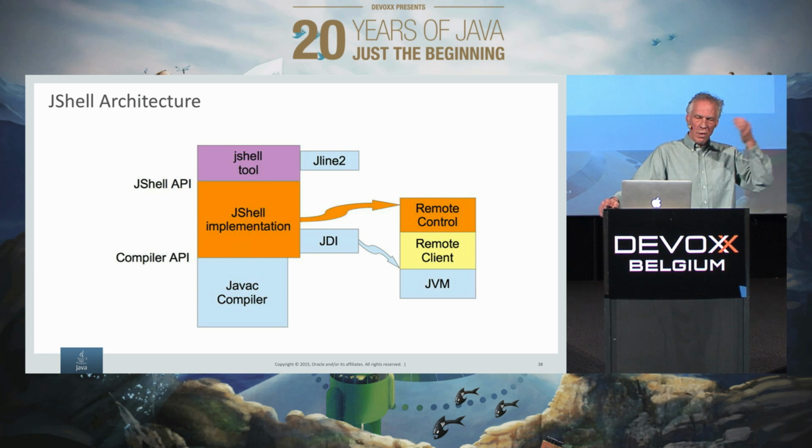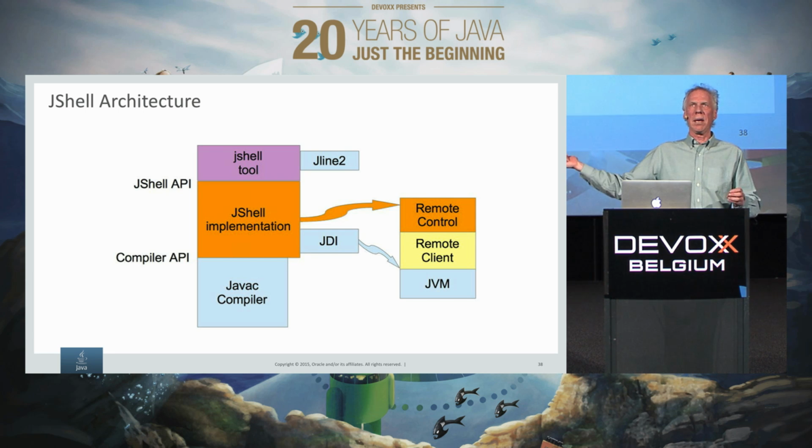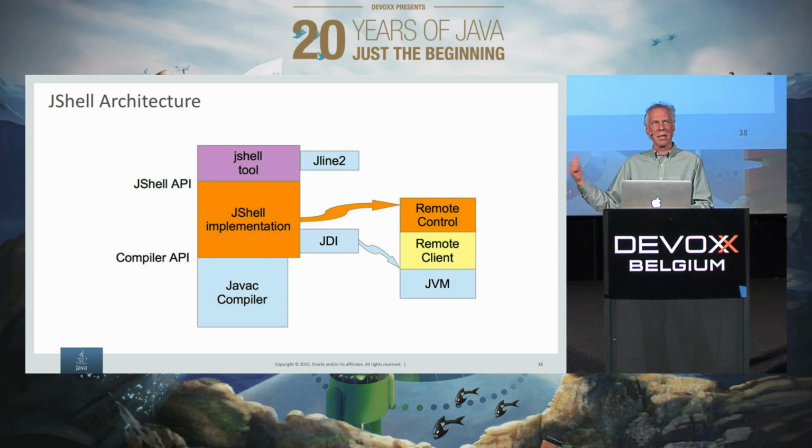And so the compiler, the language syntax stuff, is using the standard compiler, so that stays consistent. The execution side is running on top of a standard JVM, so the execution semantics stays consistent.